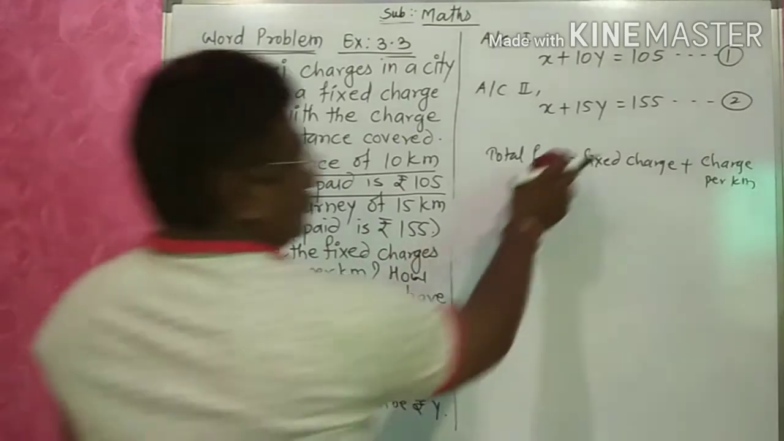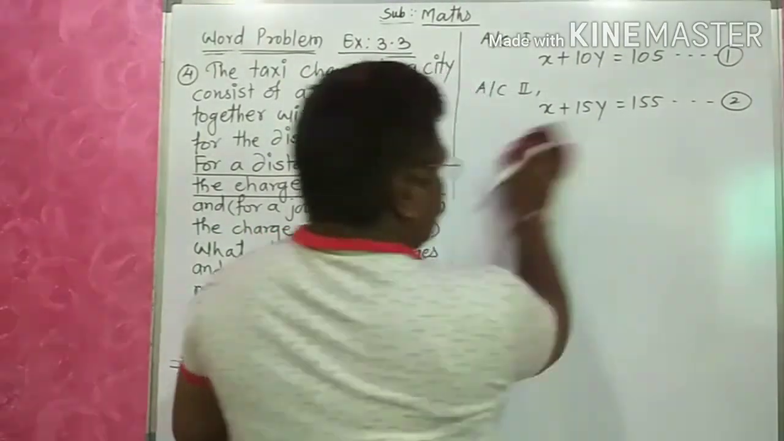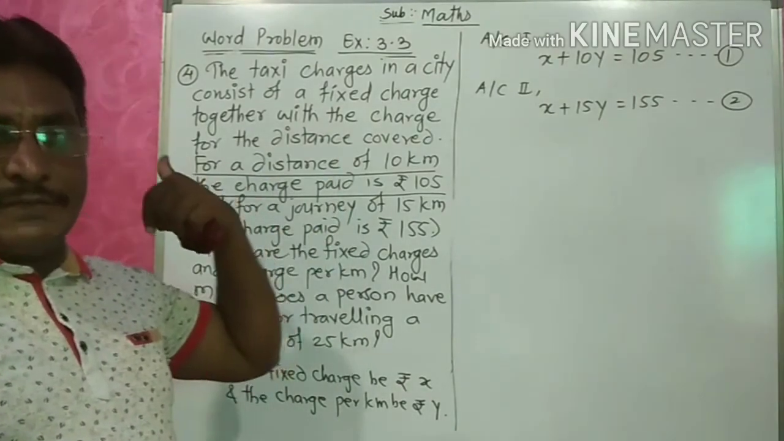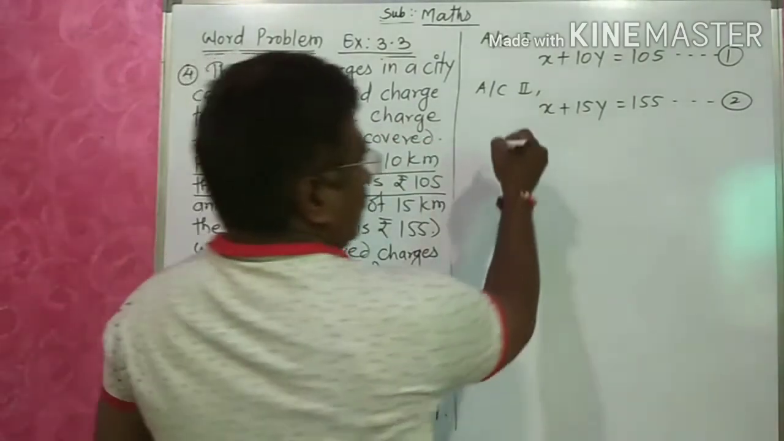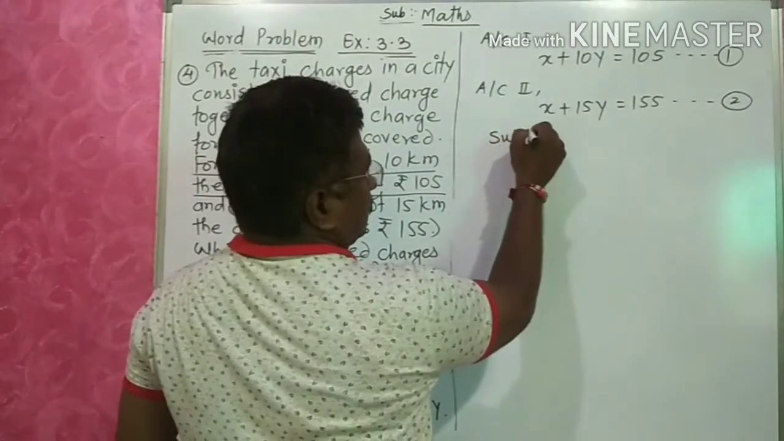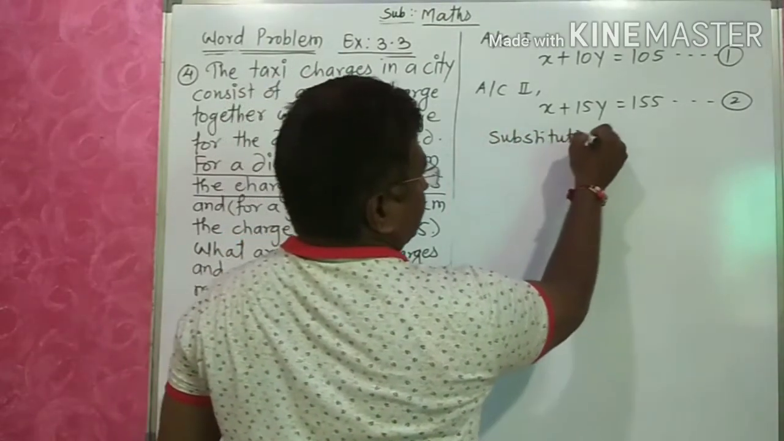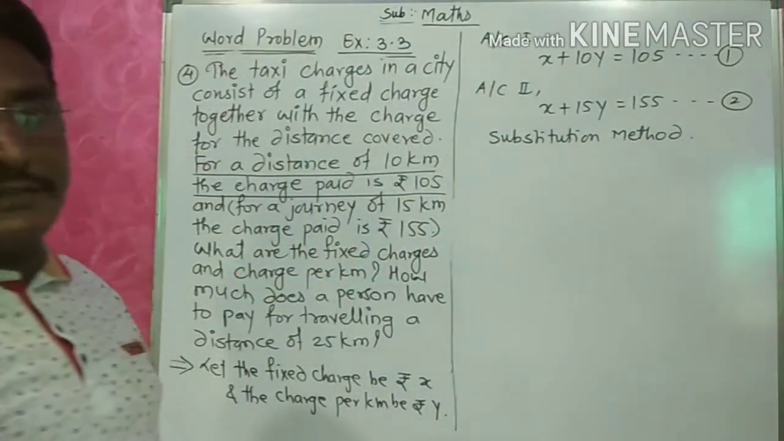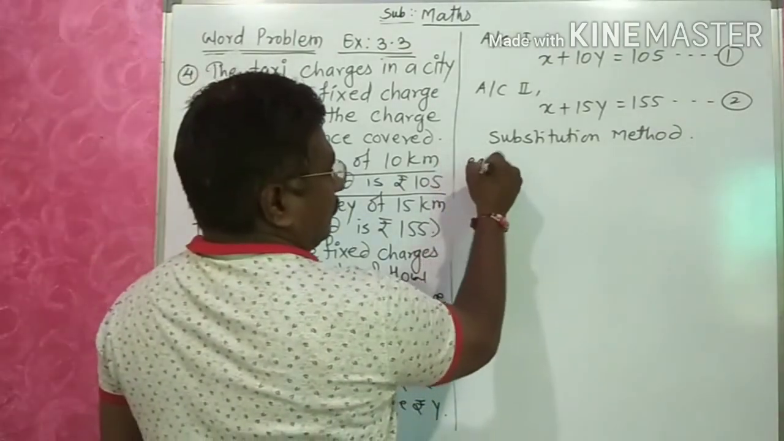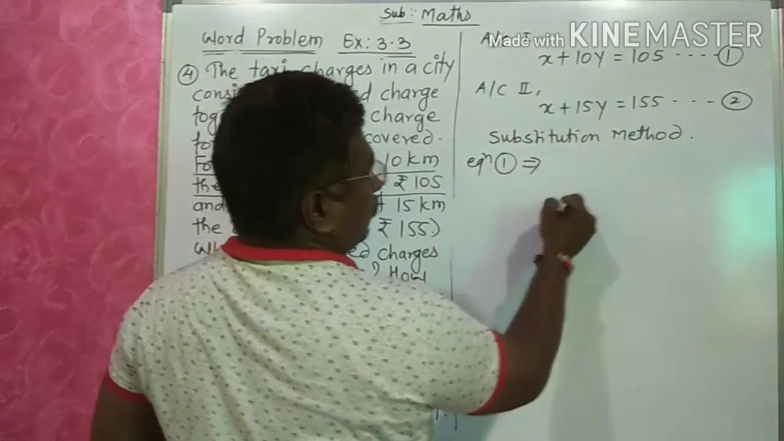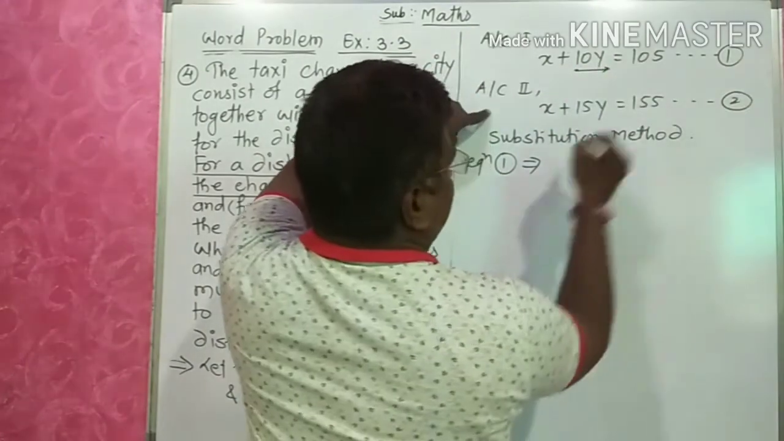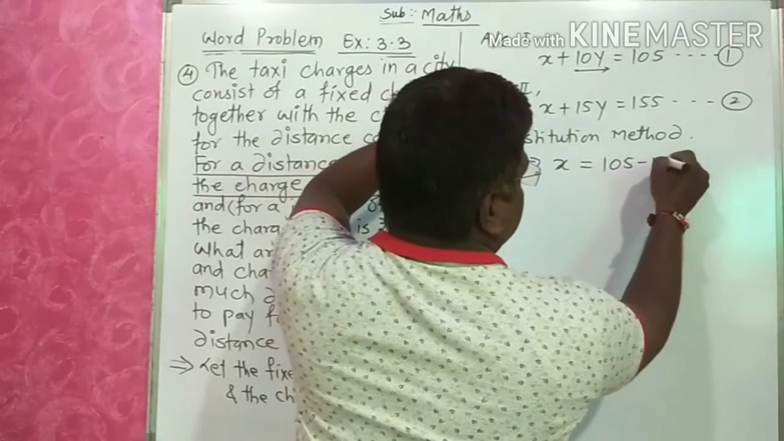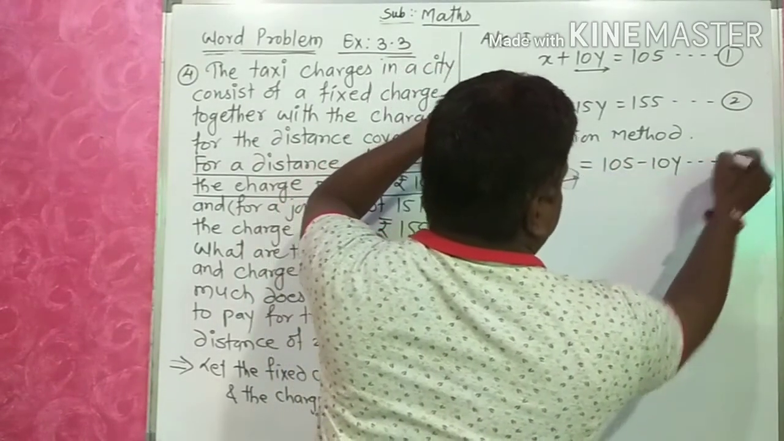So, understood how to make the equations? Now first we use the substitution method. Now here we will use the substitution method. Any one of the equations has to be transformed. So equation 1 has to be transformed. Transfer 10y to that side. x equals 105 minus 10y, equation number 3.